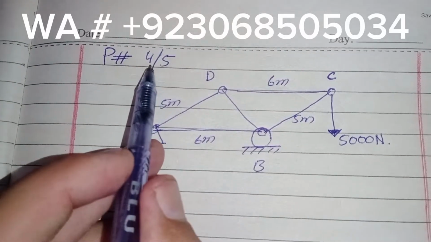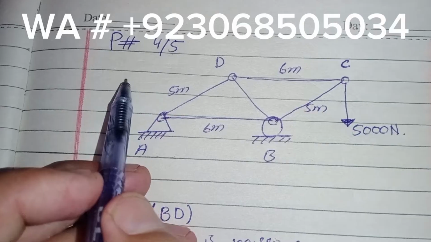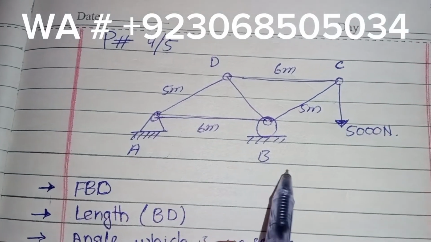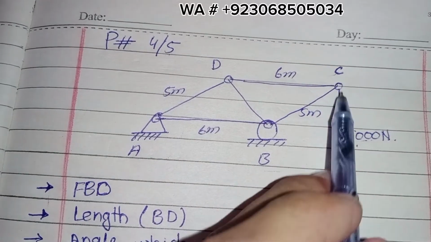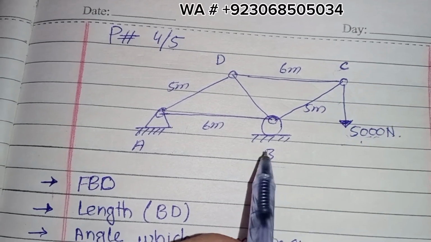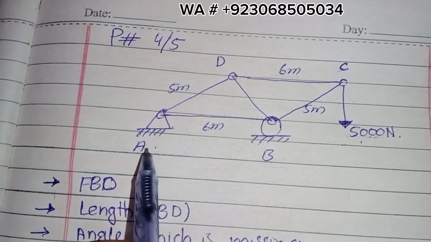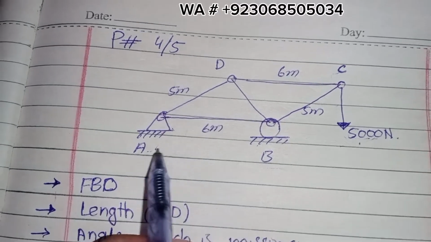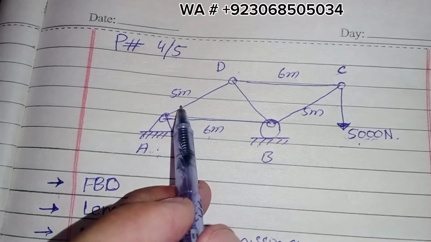Hello students, this is problem number 5 of Engineering Mechanics Statics, 9th edition. This is the loaded truss, which is loaded at point C with 5000 Newton. This is a roller support, this is a hinge support, and the length between A and B is 6 meter, between A and D is 5 meter.